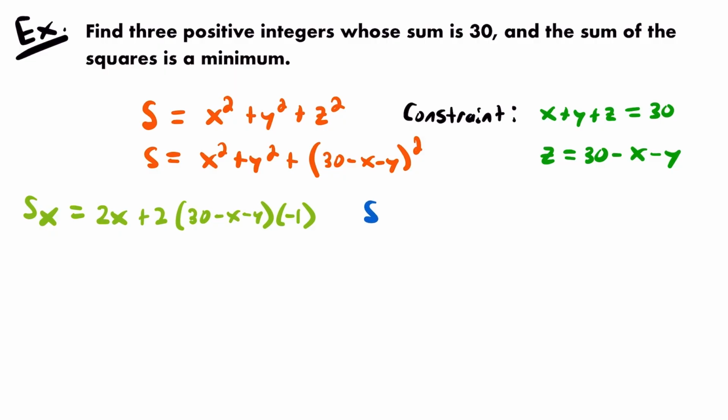For now, let's just move on to S_y, the partial derivative of S with respect to y. The derivative of x squared will be 0. The derivative of y squared, though, will give you 2y.